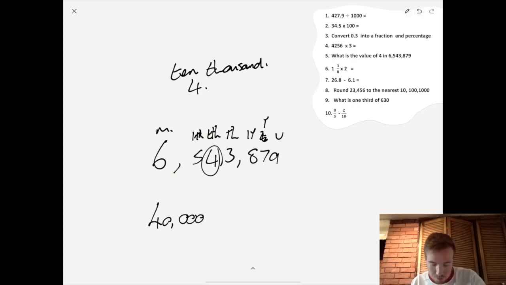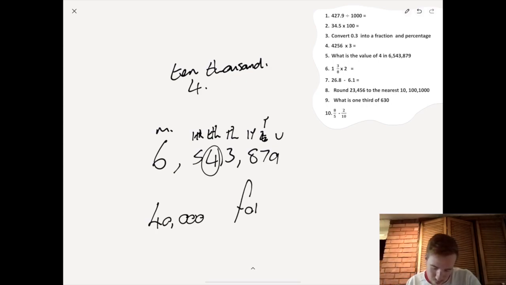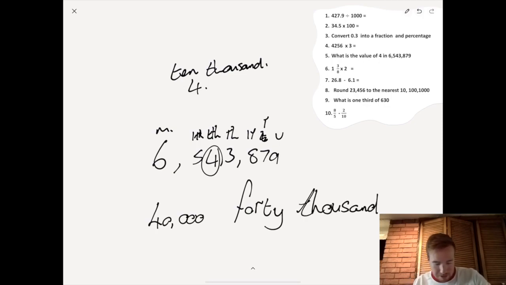40,000, or you can write it out. Did they spell it? Yeah. 40,000. I always spell 40 wrong. Try and put the U in it. 40,000. Okay, so that or that are your answer.